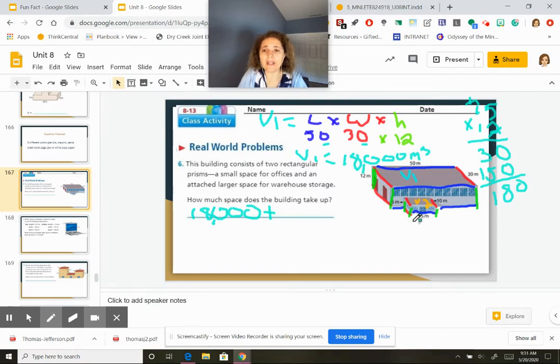Now we need to find volume 2. So go ahead and see if you can find the measurements for volume 2 and then come back to me and then we will go from there.